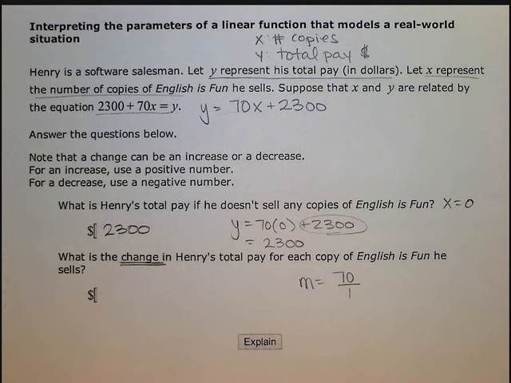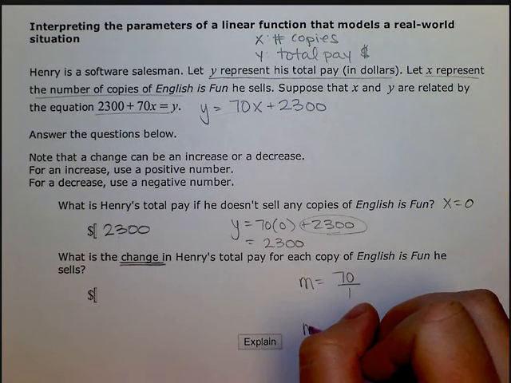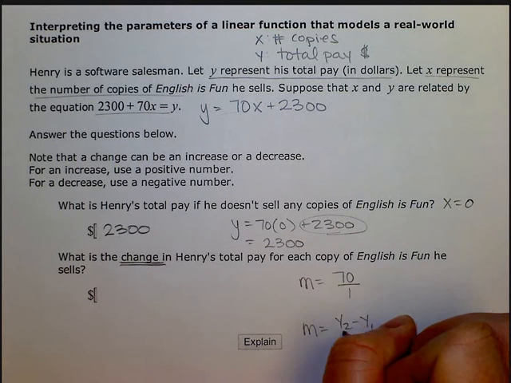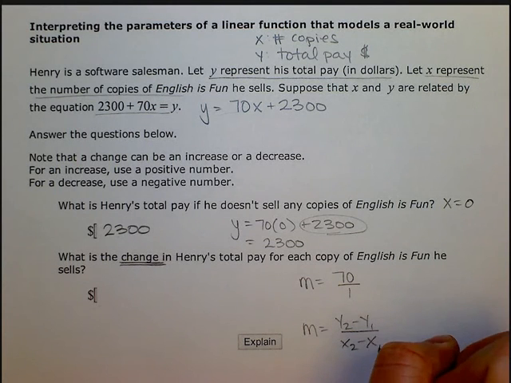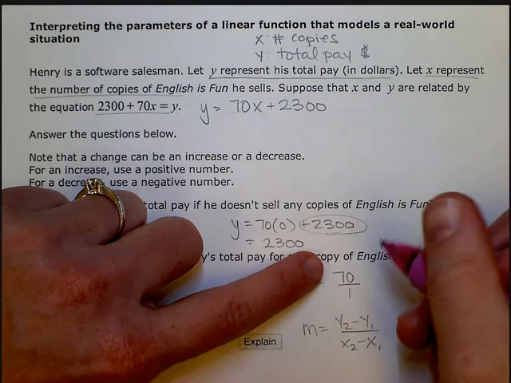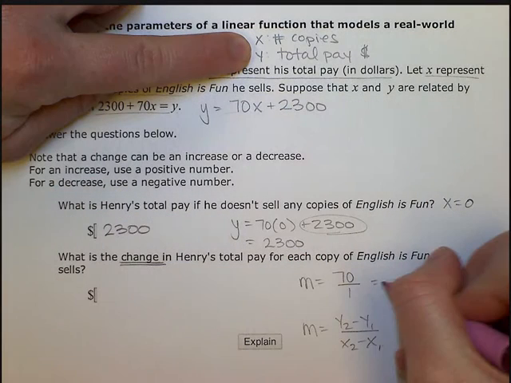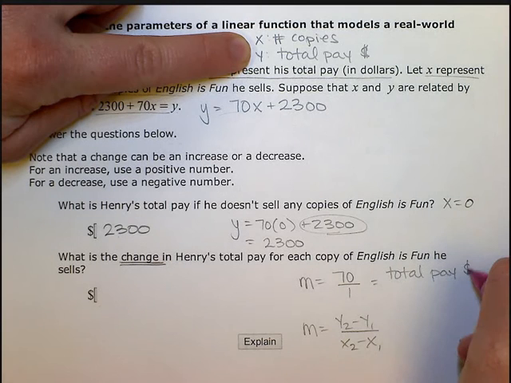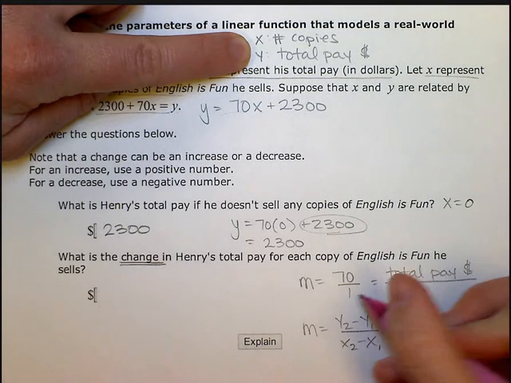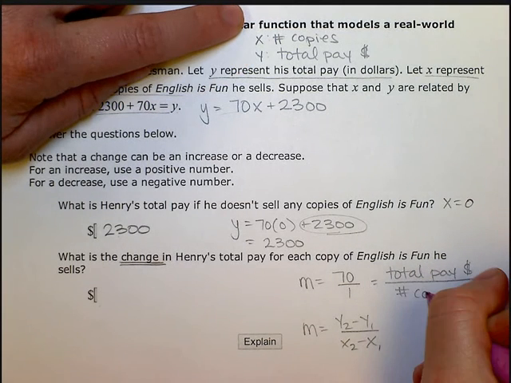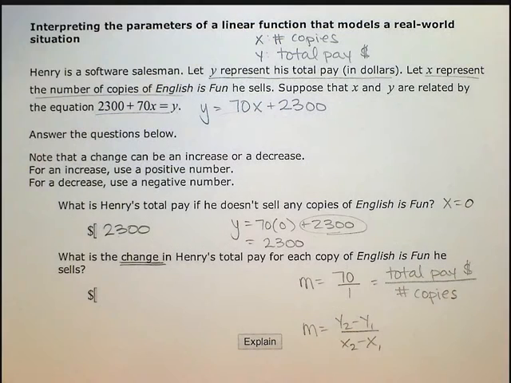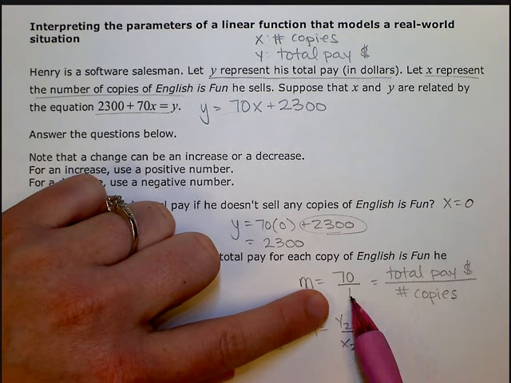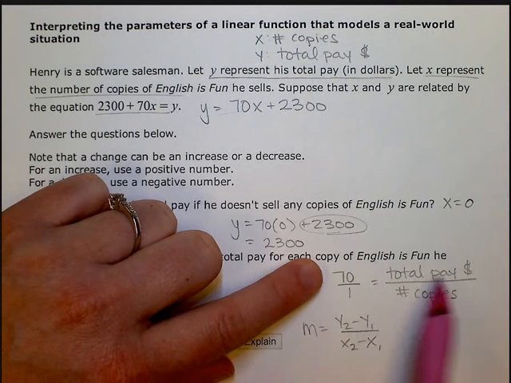Now, I've got to think about it. Slope, we know the slope formula is this, and I see that my y's are on top of my x's, so 70 is y. So this is the total pay in dollars, because that's y, over the number of copies that he sells. So for every 1 copy he sells, he earns $70.